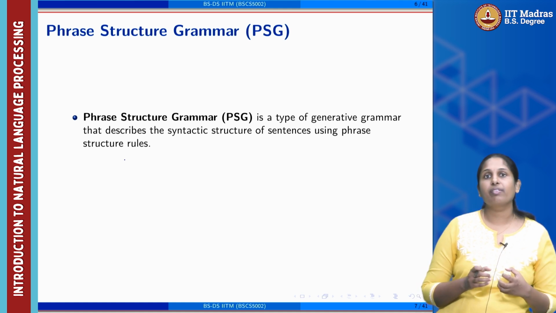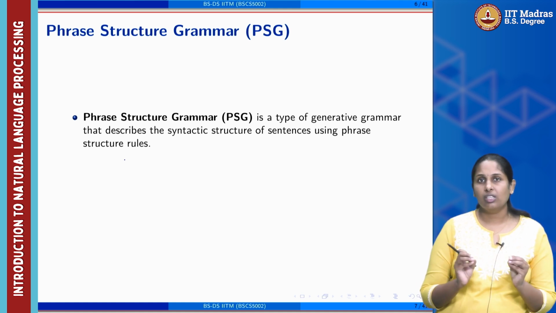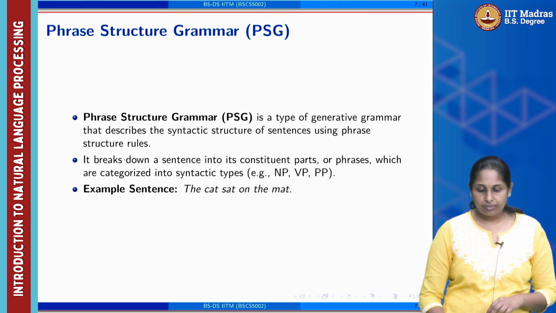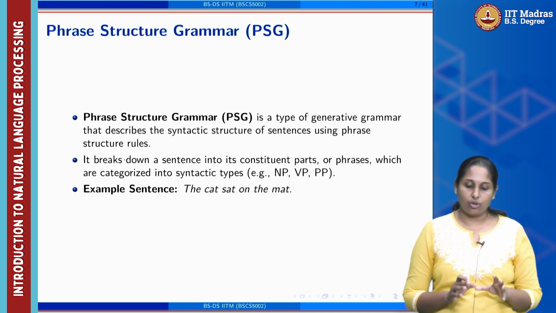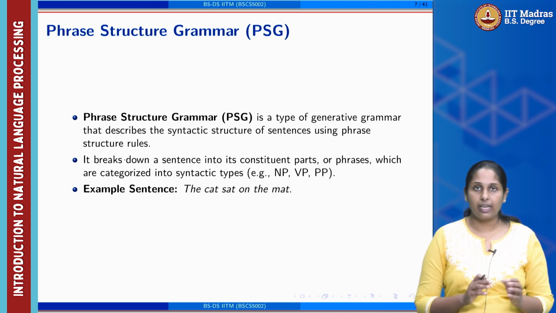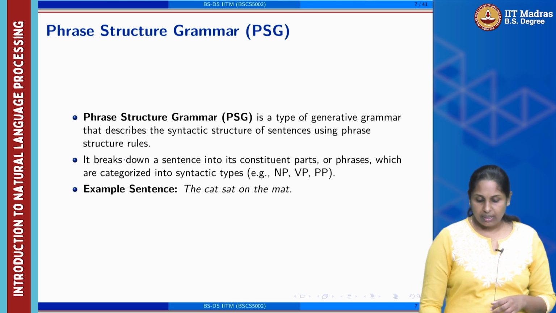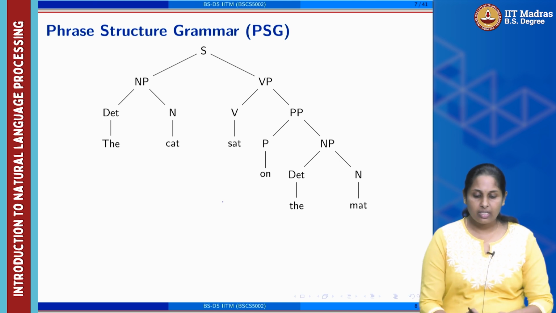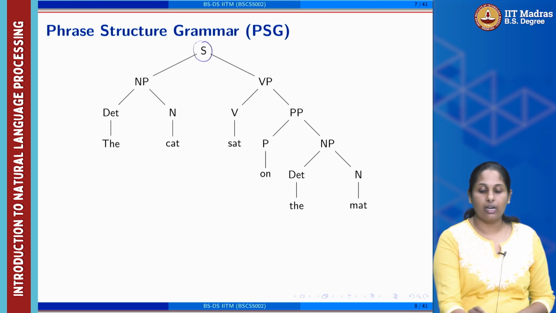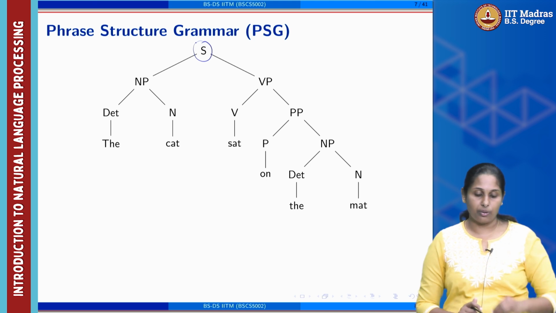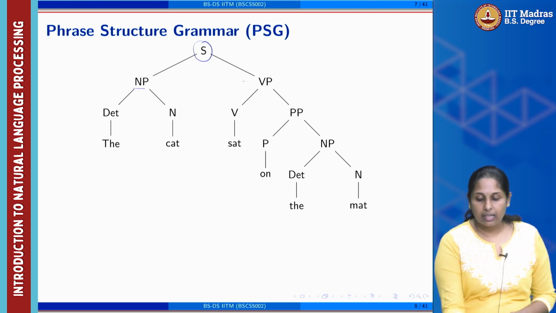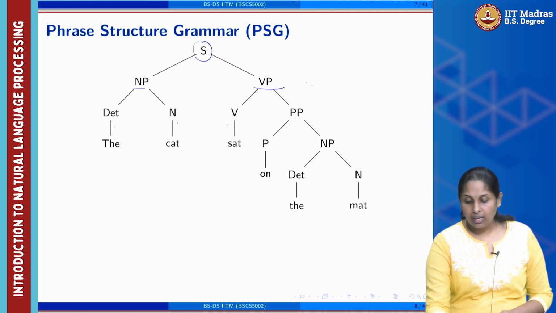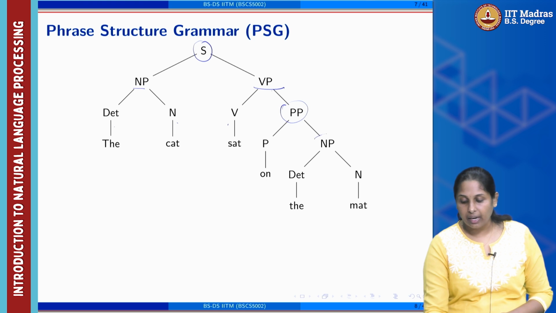We try to identify the syntactic structure of the sentence using the phrases that we have seen. It can be a noun phrase, verb phrase, or a prepositional phrase. So it breaks down the sentences into constituent parts, as we have seen, NP, VP and PP. For example, if you have the cat sat on the mat, the phrase structure grammar tries to give a tree something like this, where it originates with something called sentence. That's a very important note, and sentence is rewritten as NP and VP, and NP has determiner and noun, VP has V, and recursively it can have a PP and PP can have another NP.